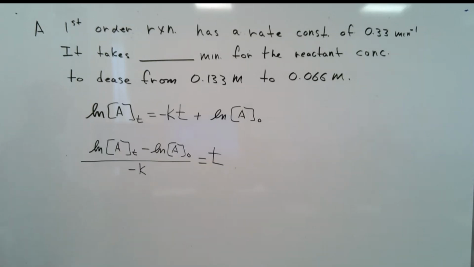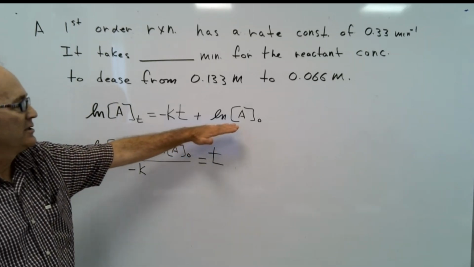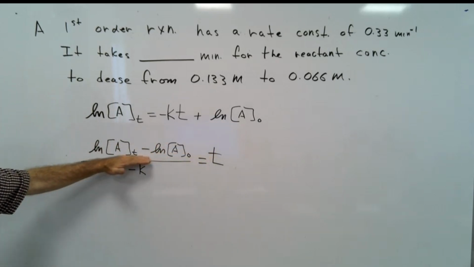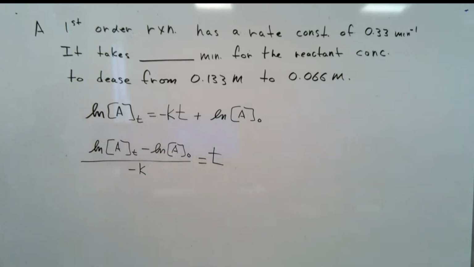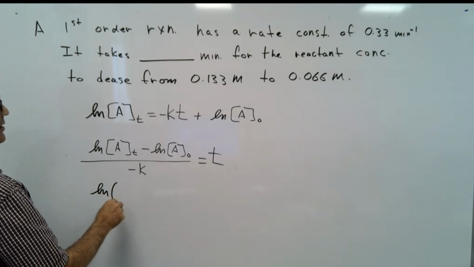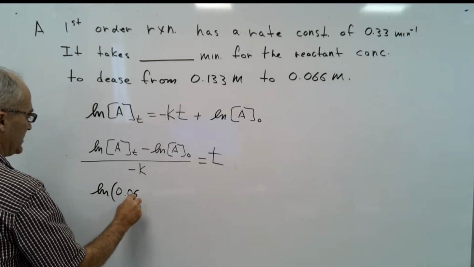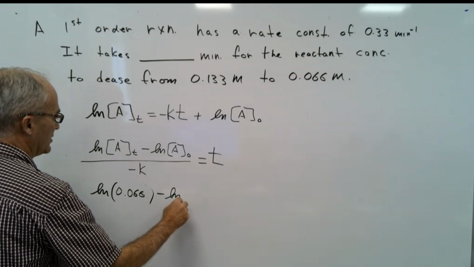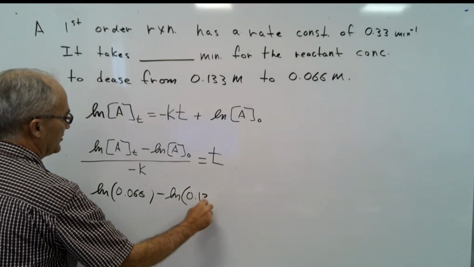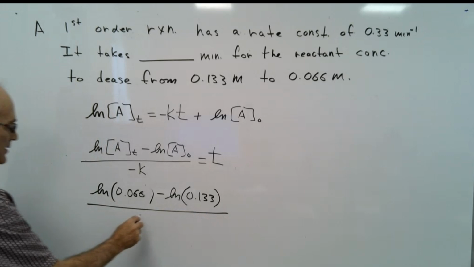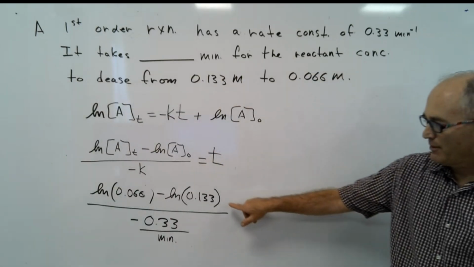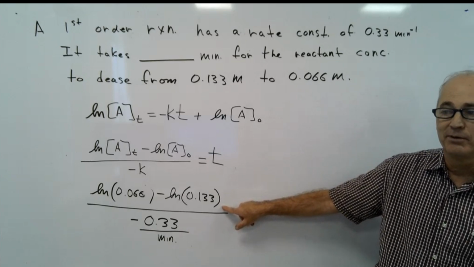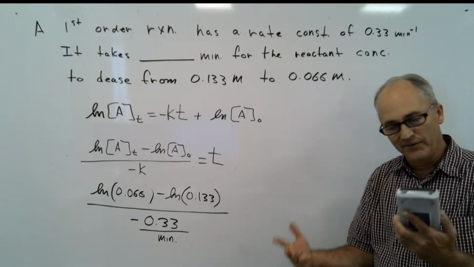So I didn't explain each algebra step, but I subtracted this from each side, brought it over here, and then I divided each side by a negative k. Brought that down like that. All right, so the natural log of 0.066 minus the natural log of 0.133, divided by this rate constant. I might have noticed, because we're going to get a negative number up here, and then the negative will fix itself.